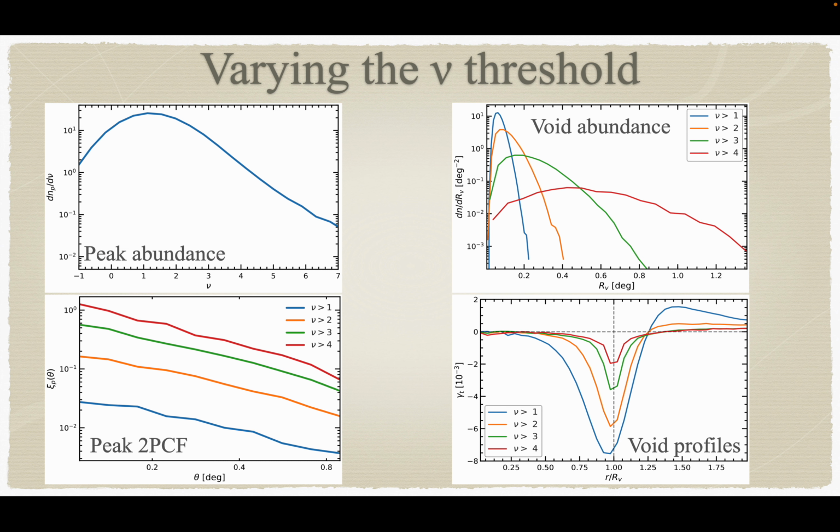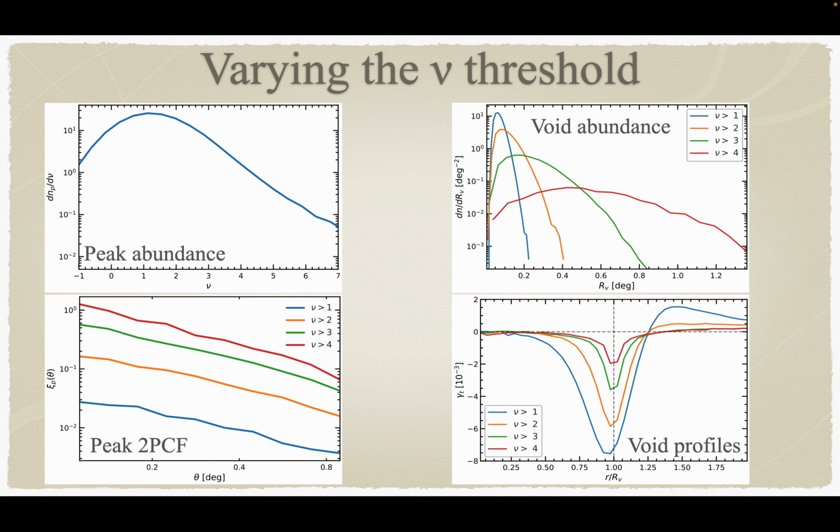So, next we can see how these 4 statistics that we're interested in behave as a function of this new threshold, or how the statistics change from one peak catalogue to the next. On the top left here we have the peak abundance, and it is within the peak abundance that we are making these new cuts. So the peak abundance is just constant here. On the bottom left we have the peak 2-point correlation function as measured for each of these peak catalogues. And you can see that as the new threshold increases between catalogues, the amplitude of the peak 2-point correlation function also increases, which is telling us that higher new threshold catalogues contain more clustered peaks.